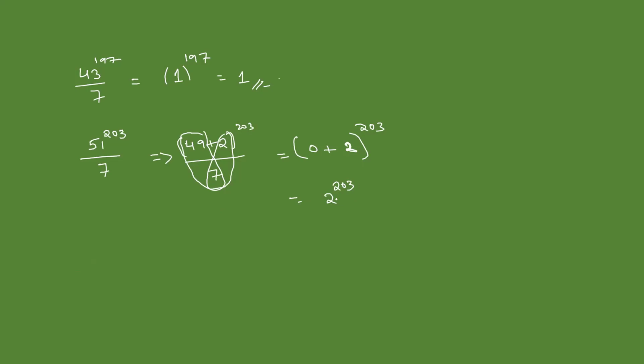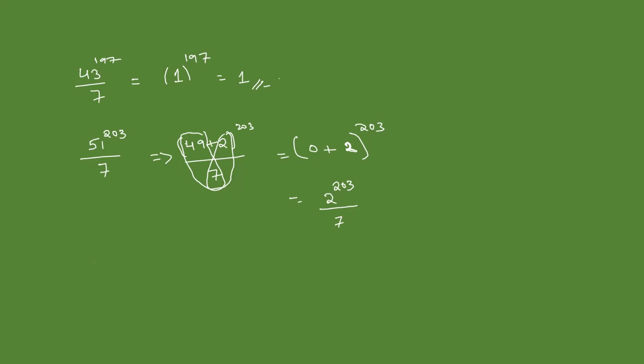Earlier also we have seen, whenever you get a value greater than 7, what we need to do? Once again, we need to divide it with 7. Why? Because the highest possible remainder when you divide a number with 7 is 6 only. But 2 power 203 is very much greater than 7, a huge value, right? So 2 power 203 by 7.